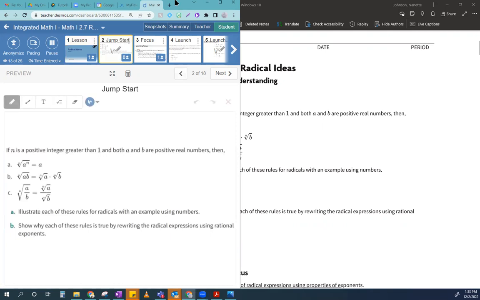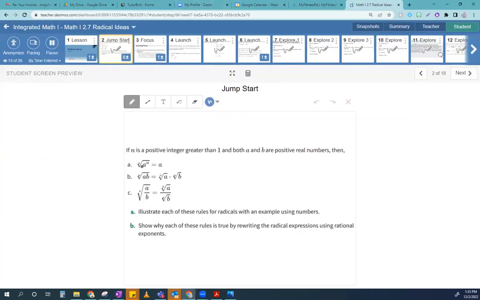I'm just going to do a couple of reminders first before we get started. It says if n is a positive integer greater than 1, and both a and b are positive real numbers, then all of these things are true. First of all, let's just talk about the definition. The square root of a number squared is that number, because they are undoing each other. In math land, we call that they are inverses of each other. You guys would say they cancel each other out, Miss Johnson.